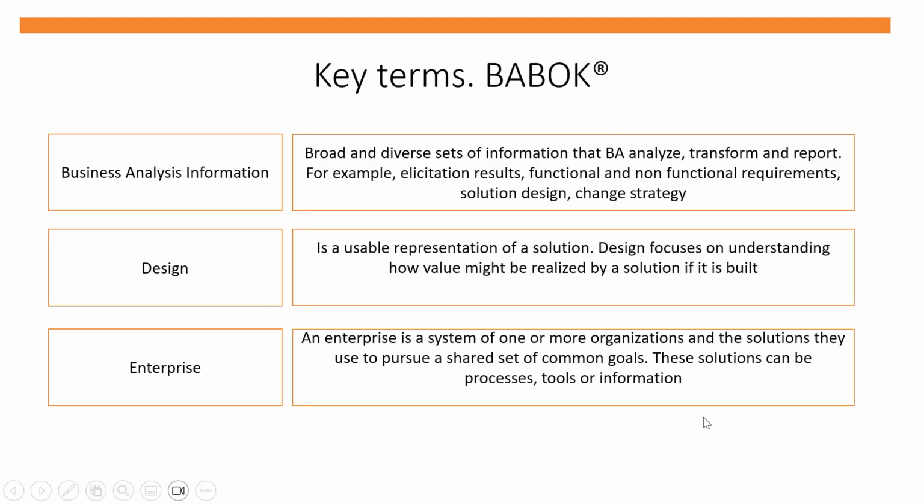Key terms. Business analysis information: broad and diverse sets of information that BAs analyze, transform, and report. For example, elicitation results, functional and non-functional requirements, solution design, and change strategy. Design is a usable representation of a solution. Design focuses on understanding how value might be realized by a solution if it's built.